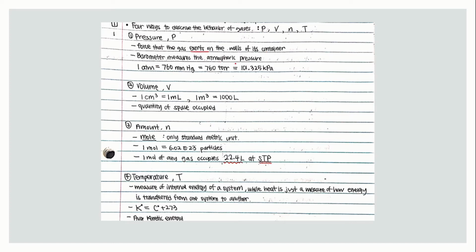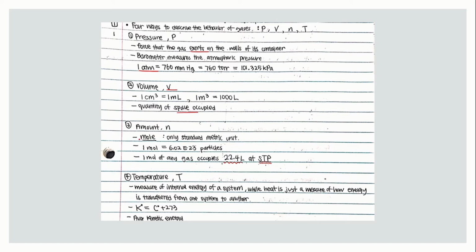Barometer measures the atmospheric pressure. 1 atm equals 760 millimeter mercury, which equals 760 torr, which equals 101.325 kilopascal. And volume is represented by the letter V, and 1 centimeter cubed equals 1 milliliter, and 1 meter cubed equals 1,000 liters. It is the quantity of space occupied by the gas.